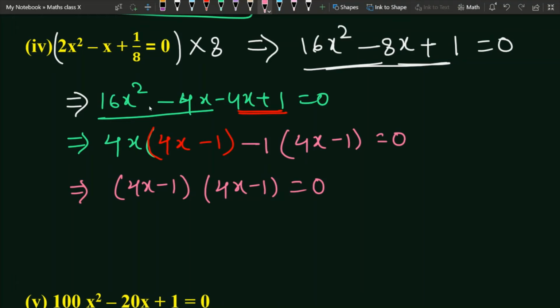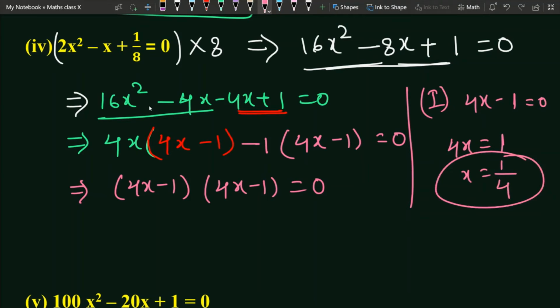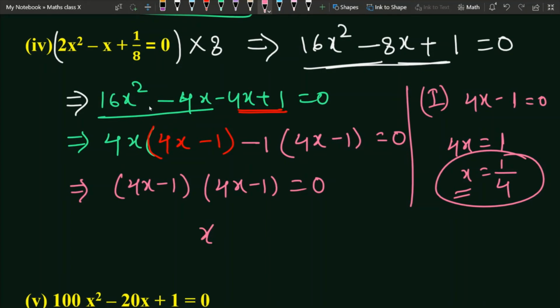See, my dear children, this is the situation where two roots are equal. So either this 4x minus 1 is equal to 0, or the other, both are 4x minus 1. So we'll get the same answer twice. 4x minus 1 is equal to 0, 4x is equal to 1, or x is equal to 1 by 4. This is the answer. How will you write the answer? Because both the brackets are the same, you will write x is equal to 1 by 4 and 1 by 4.